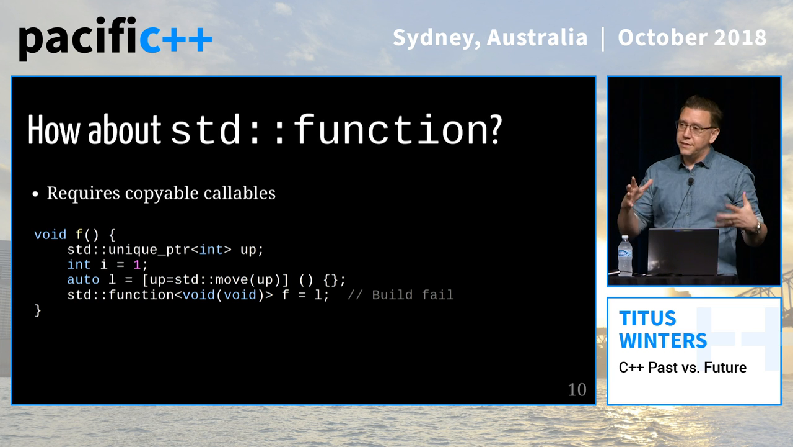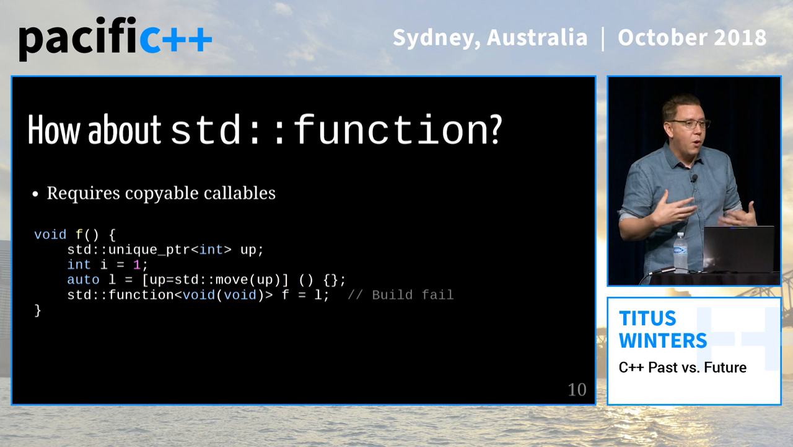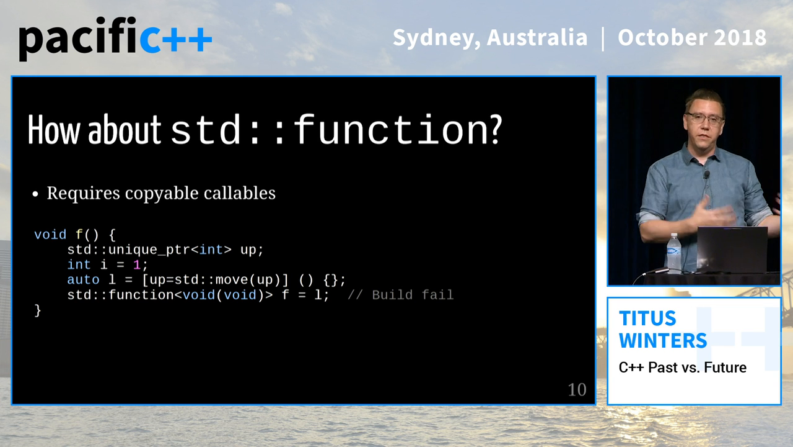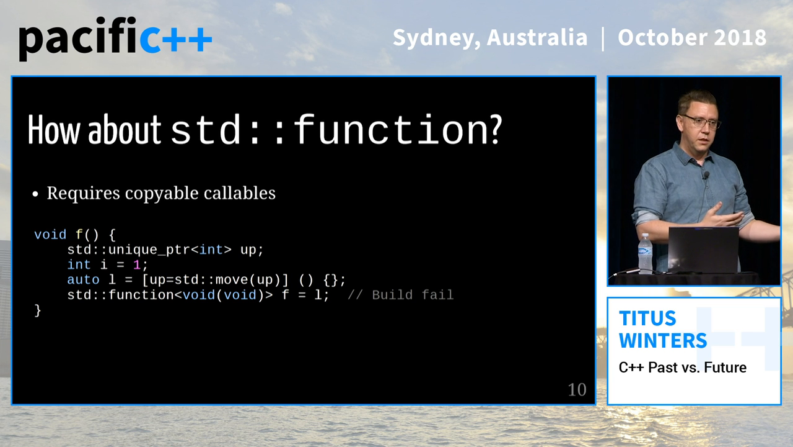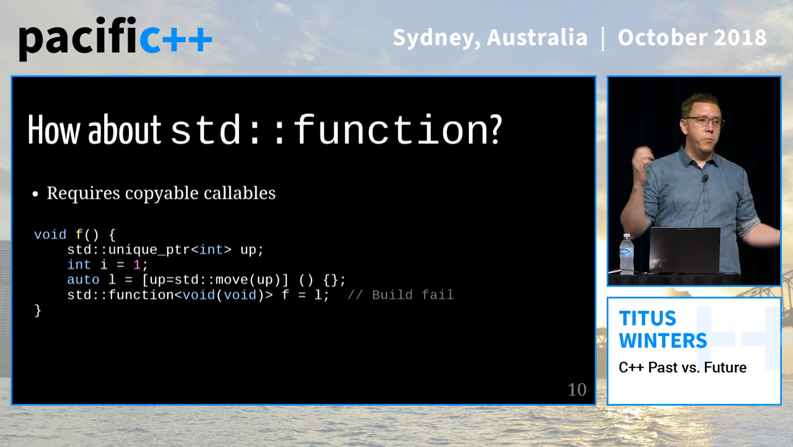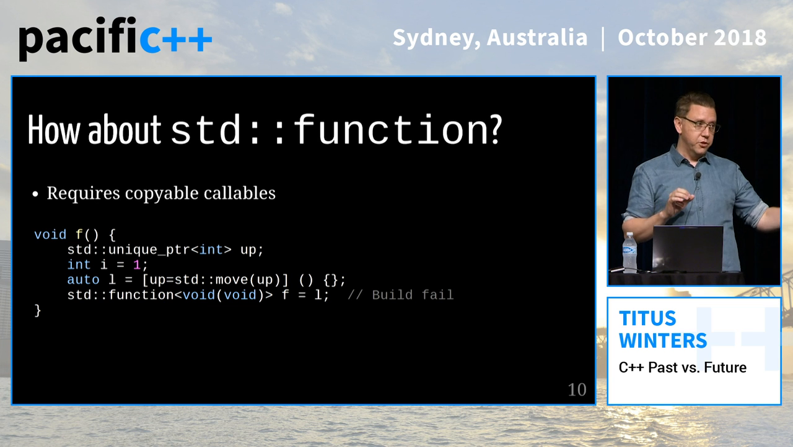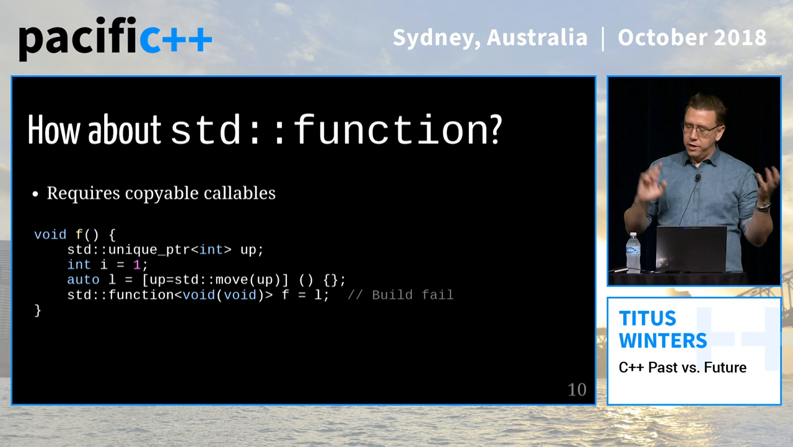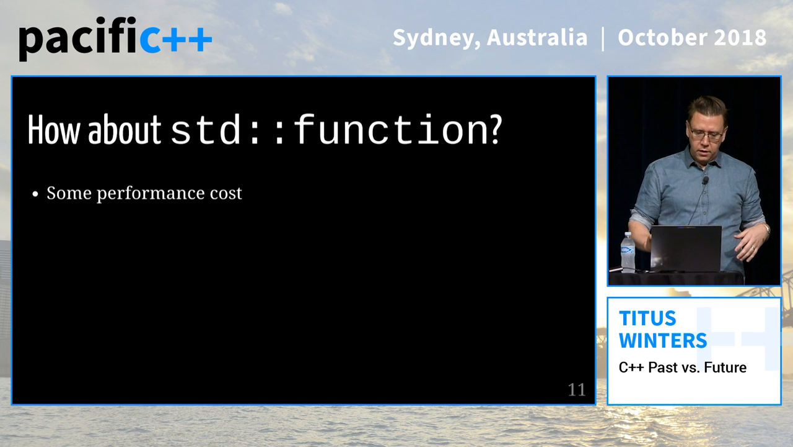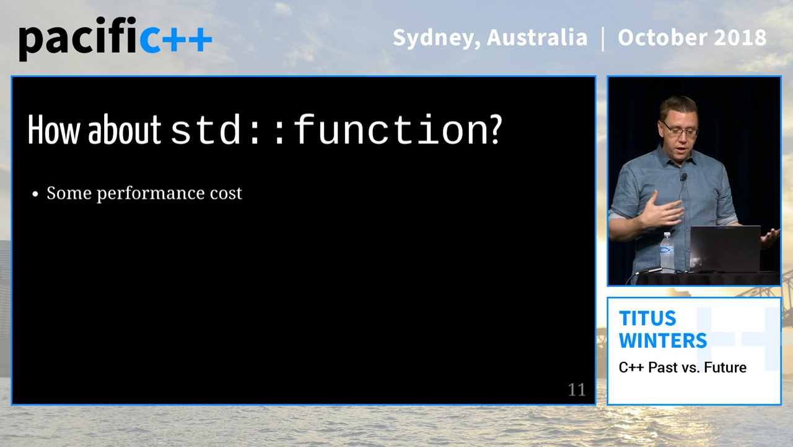Right? Arguably, this is a fine choice, except it actually seems in practice like surprisingly often you want to give ownership of a thing to a callable so that when that callable is called or even just when that callable goes out of scope, your lifetime is resolved, your ownership is resolved, right? So maybe std function is fine, but we also need a thing that is just move only, right? I hear questions about this kind of all the time. There is also some performance cost to it because it has value semantics and type erasure.